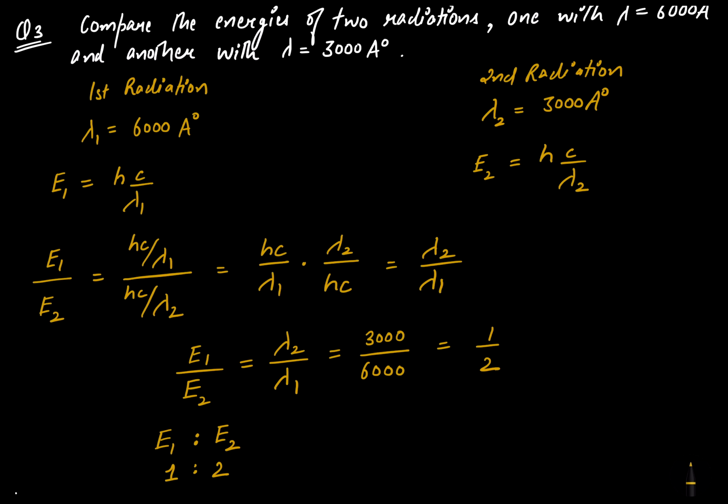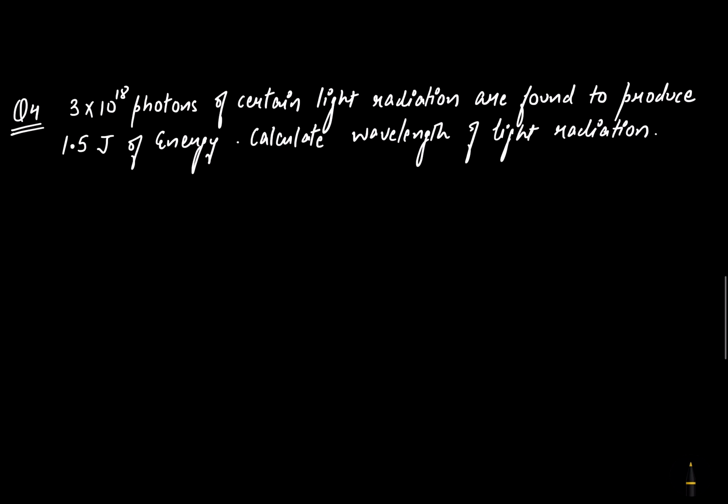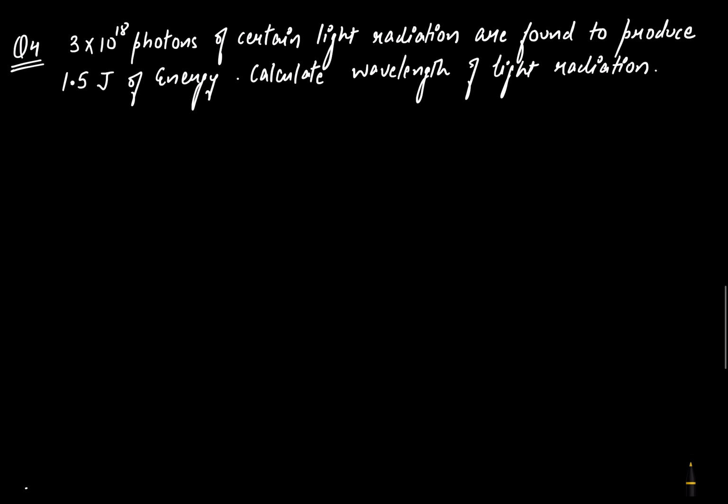So that was the third numerical. Please do have a look. Now let's move to the next numerical. Now what's the next numerical saying? The 3 into 10 to the power 18 photons of certain light radiation are found to produce 1.5 joule of total energy. Calculate the wavelength of the light radiation.